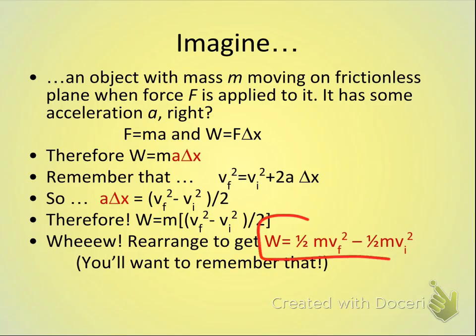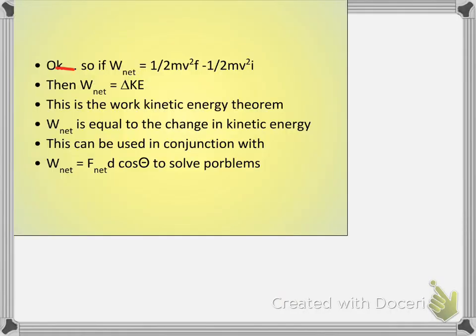Okay, so we get to here. Work done is equal to the final kinetic energy minus the initial kinetic energy. Well, anytime we have something final minus something initial, what do we tend to call that? Delta. Yeah, that's just the change in, which gets us to the fact that the net work is equal to the change in an object's kinetic energy. This is called the work kinetic energy theorem.